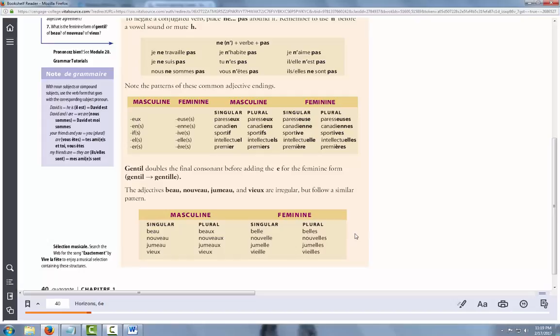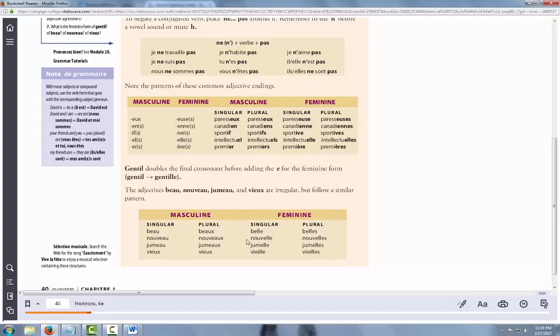So we did go over those. Not quite. Beau, jumeau, et vieux, you did go over those on page 34. But not nouveau. So nouveau means new. It's actually new on page 40. So il est nouveau, ils sont nouveaux, elle est nouvelle, elles sont nouvelles. You have 2 different pronunciations and here 4 different spellings.